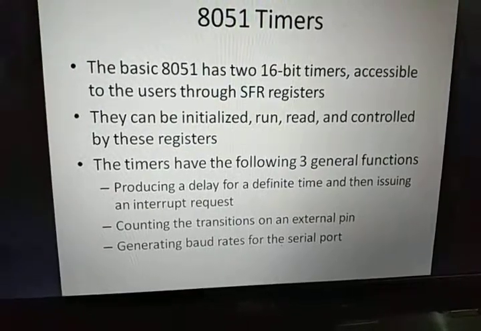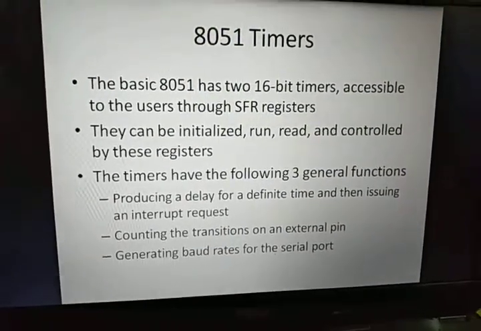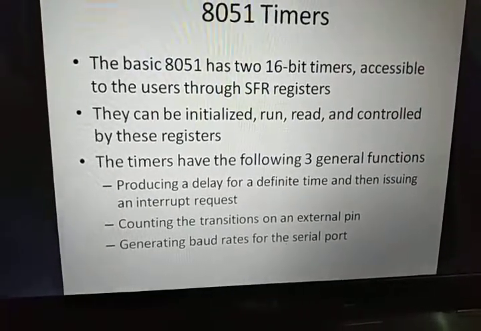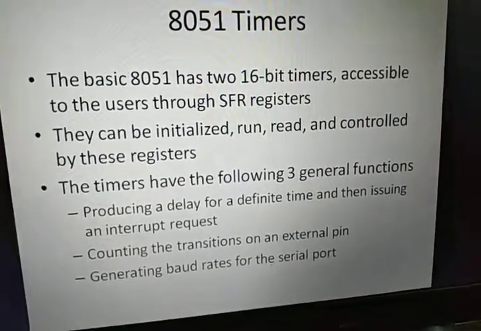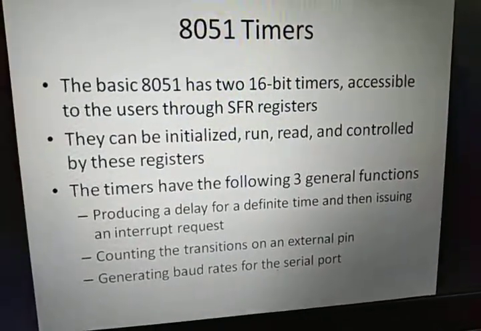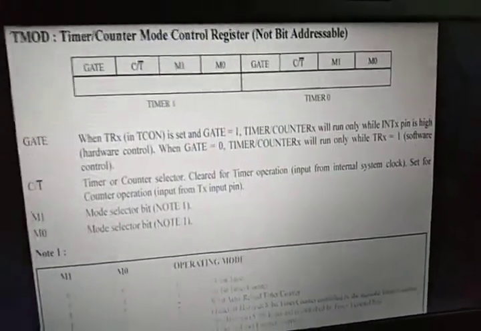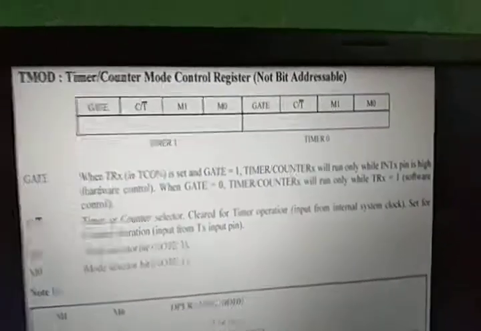And the timers have three functions in general. First one is producing a delay for a definite time and then issuing an interrupt request. The second one is counting the transitions on an external pin, and the third one is generating the baud rates for the serial ports. And there are two registers associated with the timers.